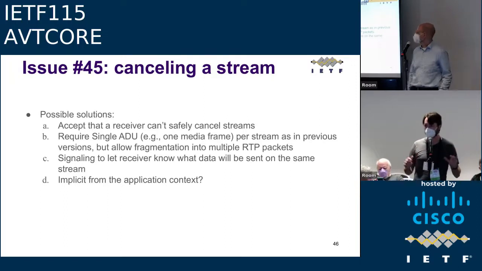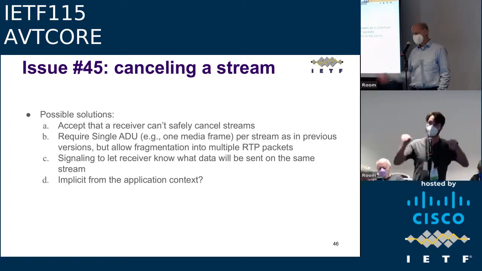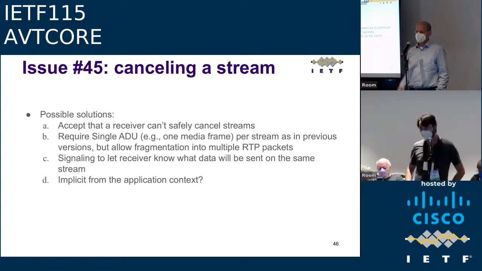So option B sounds like a much better fit to Quick, like have one media frame per unidirectional stream. I don't think you're getting many benefits from putting two on the same stream. Just have them be separate. You'll make your life a lot easier because you'll fit into the Quick model better.